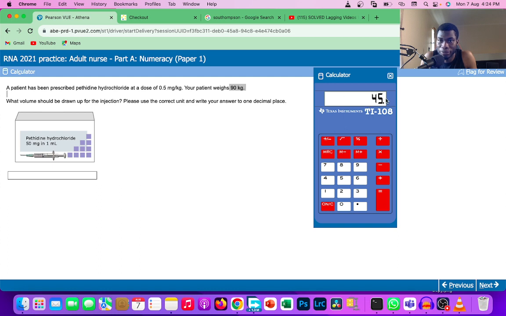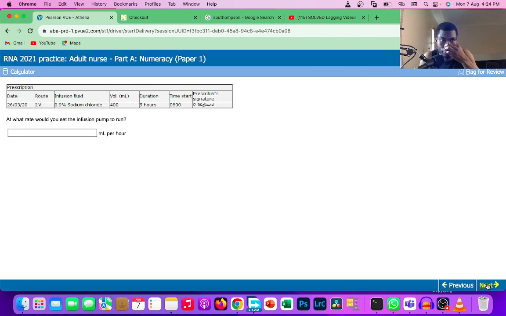So multiply the 45 milligrams by 1 and we divide by what? 50. So 45 multiplied by 1 is still 45. Then we are going to now divide it by 50, which will give us 0.9, and they said to 1 decimal place. So that's 0.9, leave a space, small m, capital L. And then we move on.